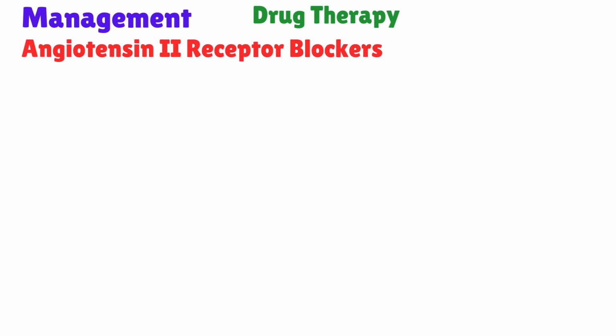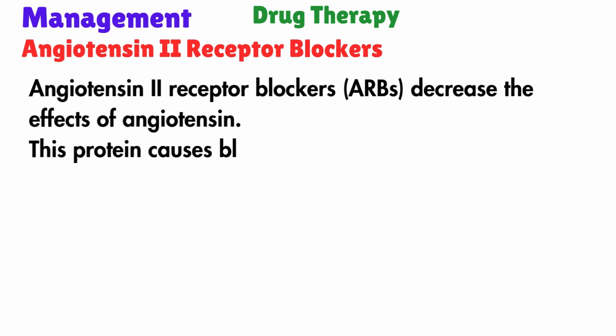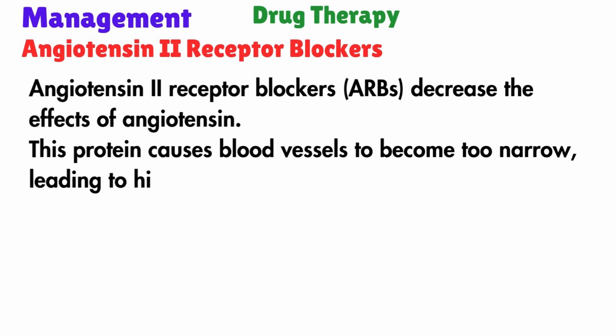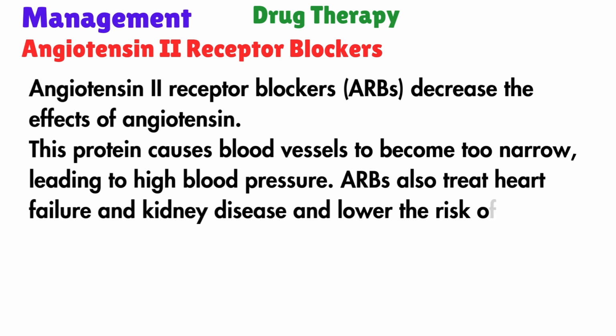Next drug is angiotensin II receptor blockers. Angiotensin II receptor blockers decrease the effects of angiotensin. This protein causes blood vessels to become too narrow, leading to high blood pressure. They also treat heart failure and kidney disease and lower the risk of heart attacks and strokes.